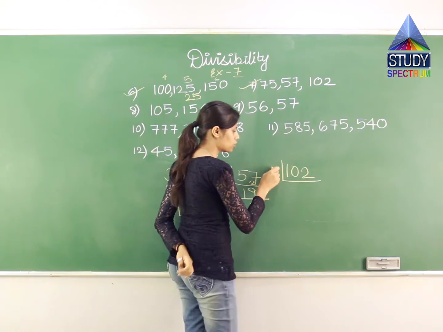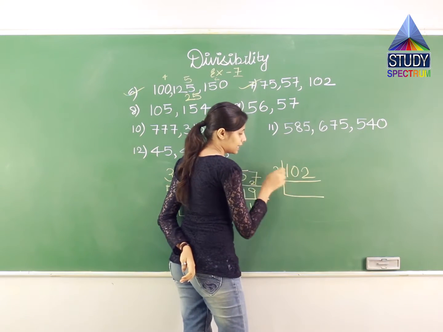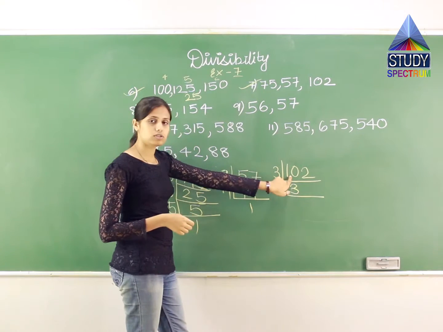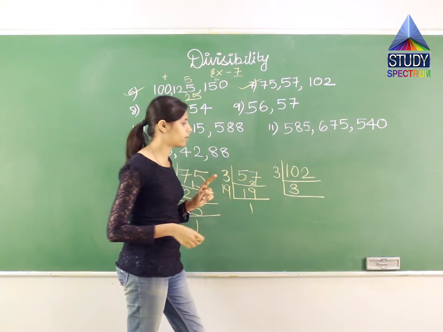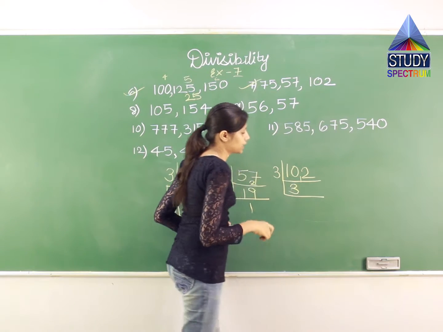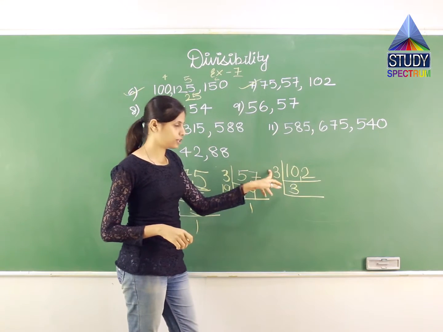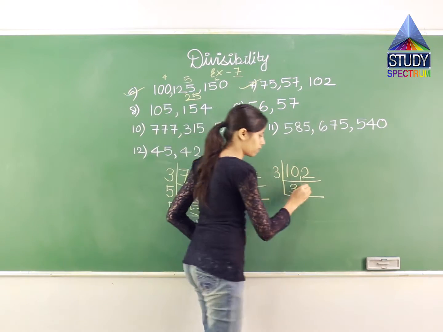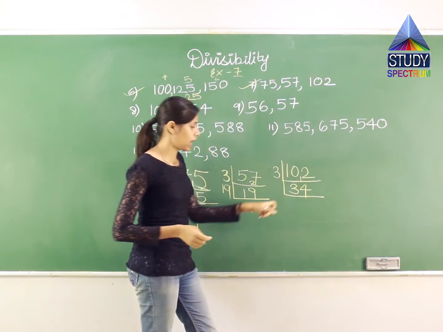So let us divide 102 by 3. 3 threes are 9, right? So 3 over here. But I have 10. So 10 minus 9 gives me 1. So that one I'll put over here. 3 ones are 3, 3 twos are 6, 3 threes are 9, 3 fours are 12, and that is what I require. So I'll write 4 over here.